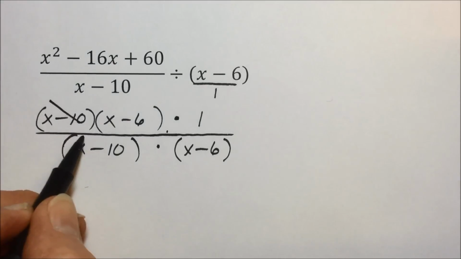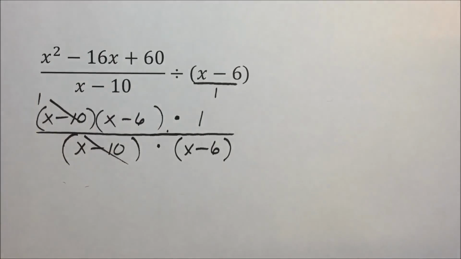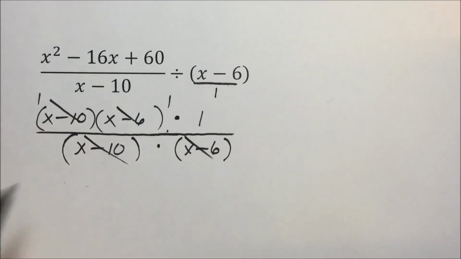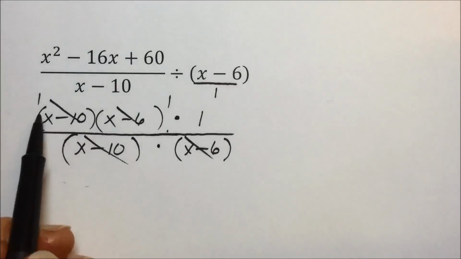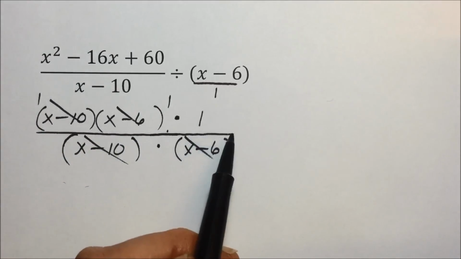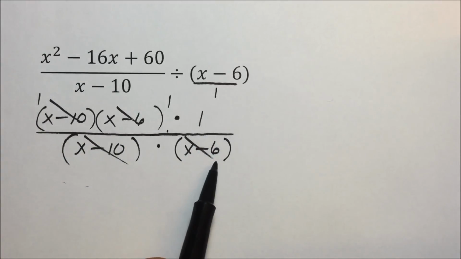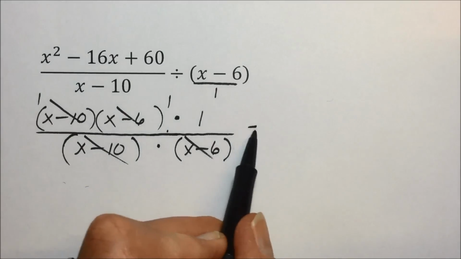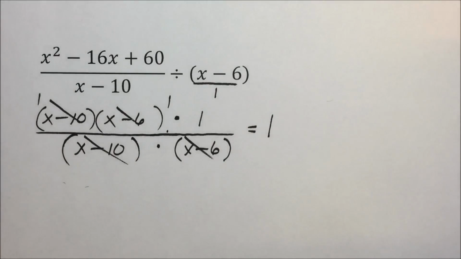Well, we have an x minus 10 over x minus 10. They cancel out, leaving 1. Furthermore, we have an x minus 6 over an x minus 6, which is also equal to 1. We have a series of 1s in the numerator, which is equal to 1. We have 1s in the denominator, leaving us with 1 over 1, or a 1 for our simplified answer.